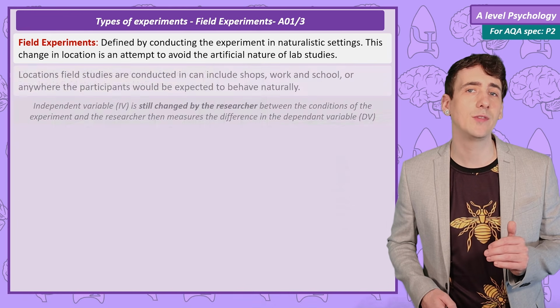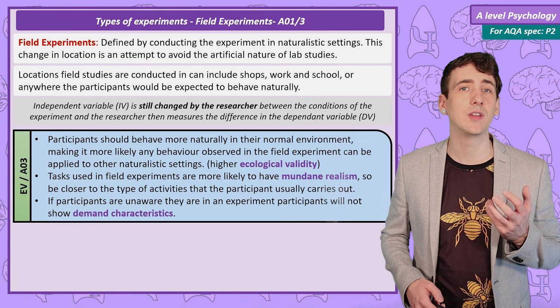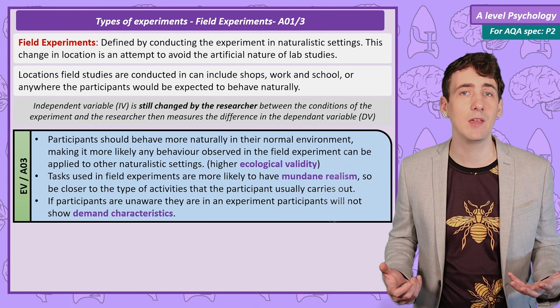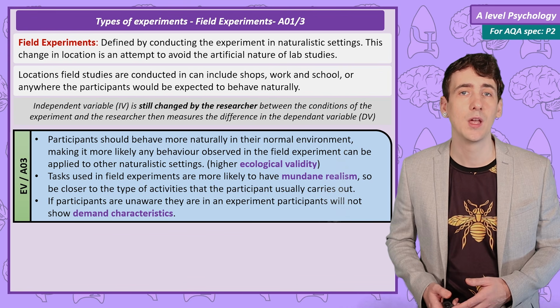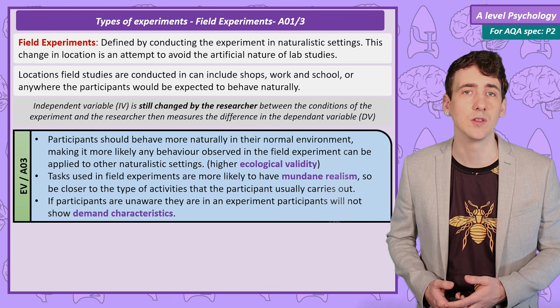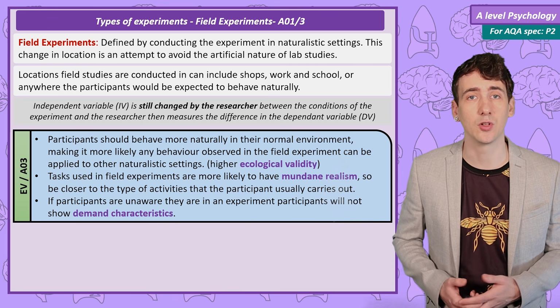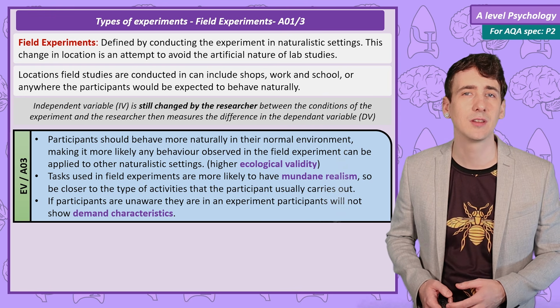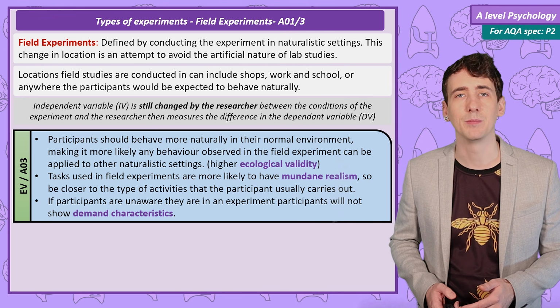And of course, the strength of doing a field experiment is increased external validity. People will be expected to show more naturalistic behaviour in their natural environment. So we can be confident in generalising any behaviours measured to other situations, meaning higher ecological validity. Also, the tasks used are more likely to be real-world tasks, meaning increased mundane realism.